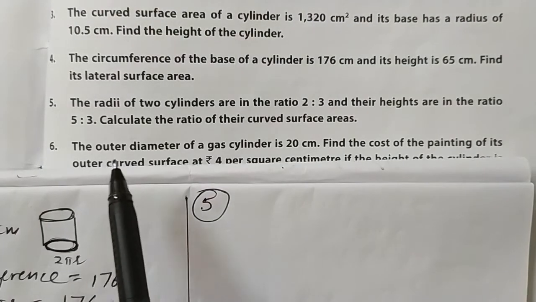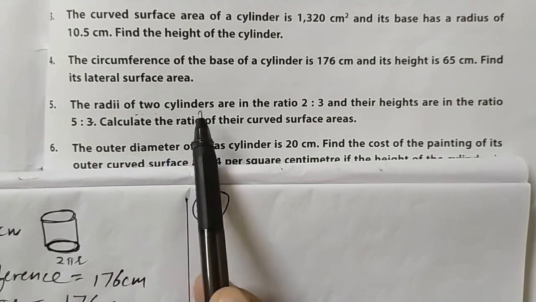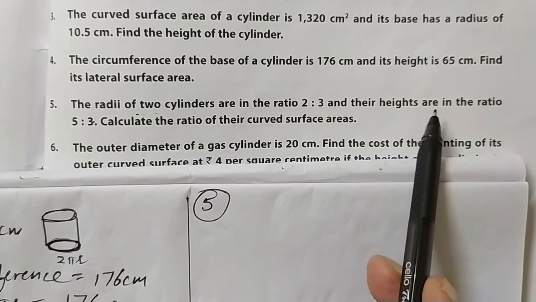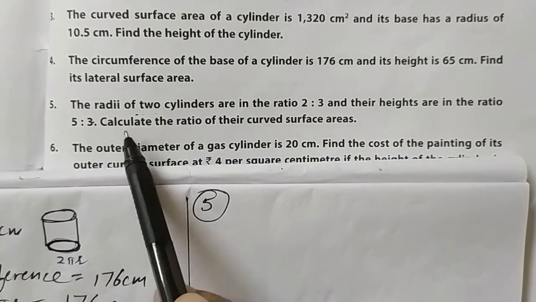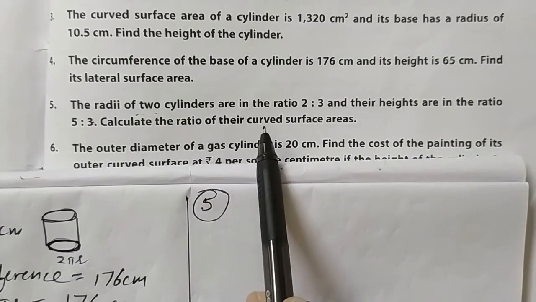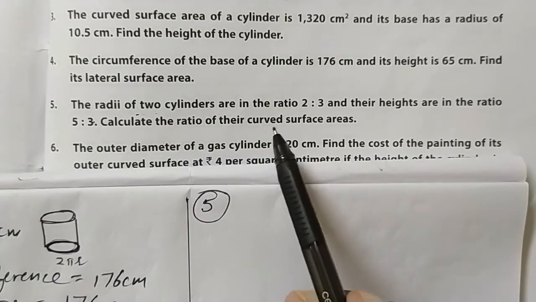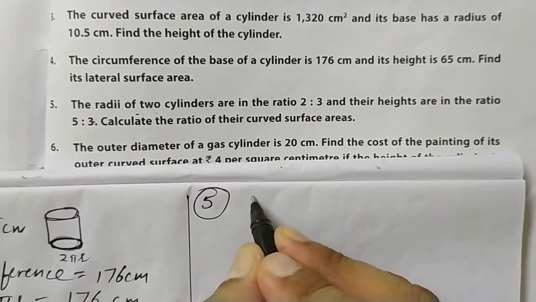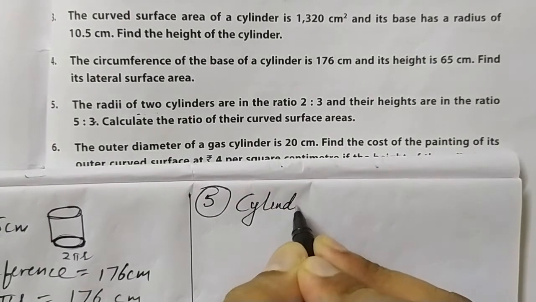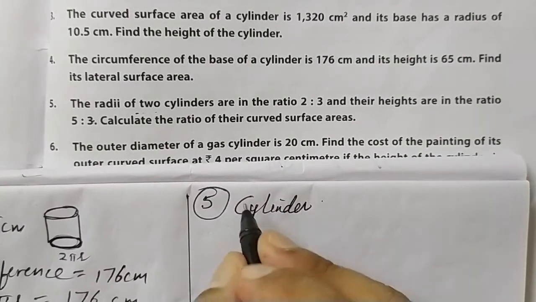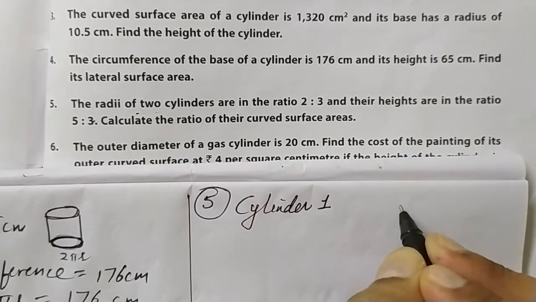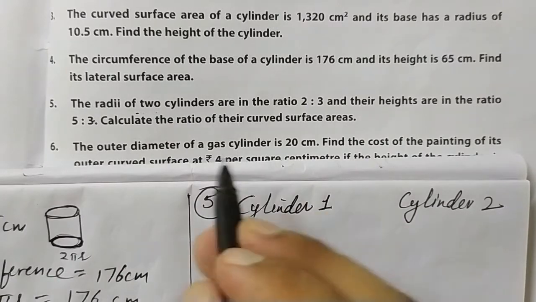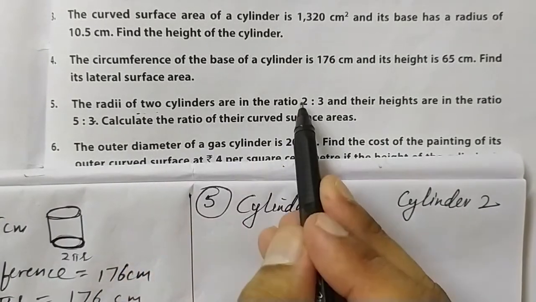Now the fifth question is, the radii of two cylinders are in the ratio 2:3 and their heights are in the ratio 5:3. Calculate the ratio of their CSAs. CSA, curved surface area. So two cylinders are given. So let's start here. I'll write here cylinder 1 and here cylinder 2, right? Okay, so their radii are in the ratio 2:3.